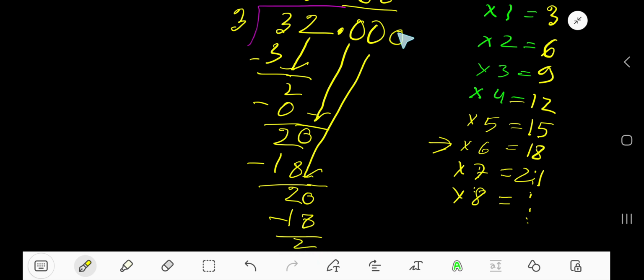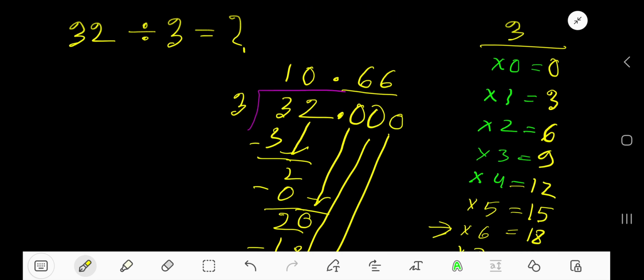So if you take another 0, this process will continue. So you can add here 3 dot. This means that this is continuing. So 10.63 dot is your answer. Or you can write the answer like this: 10.6 bar. This means this 6 is repeating.